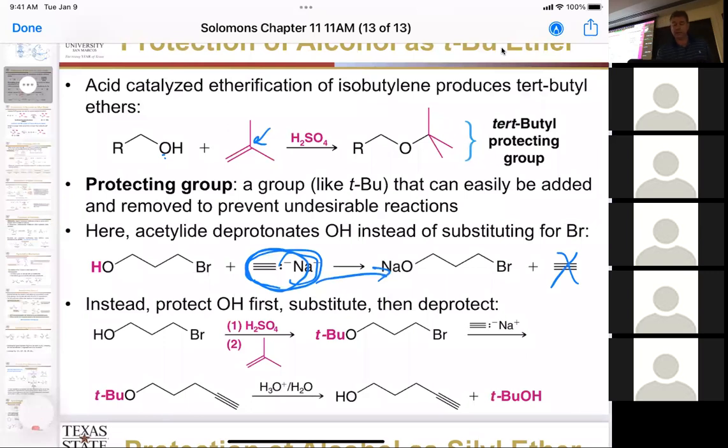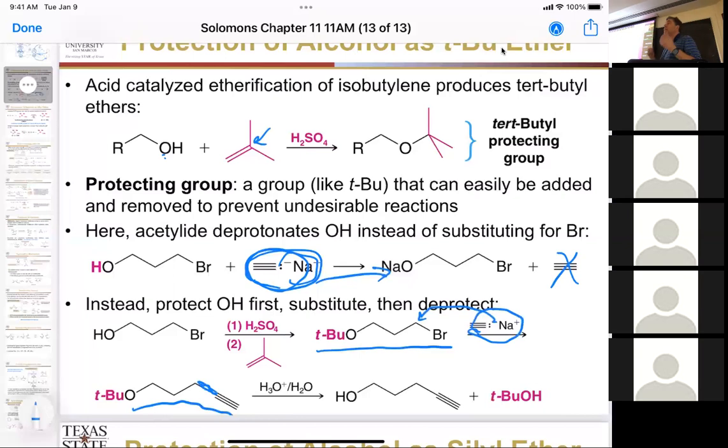So what we're going to do is instead do a multi-step synthesis. The first step is sulfuric acid and then adding our isobutylene to create our T-butyl ether here. Now we have no acidic protons. Now our deprotonated acetylene can act as a nucleophile and do an SN2 reaction to give us our new carbon-carbon bond. We're forming this carbon-carbon bond here.